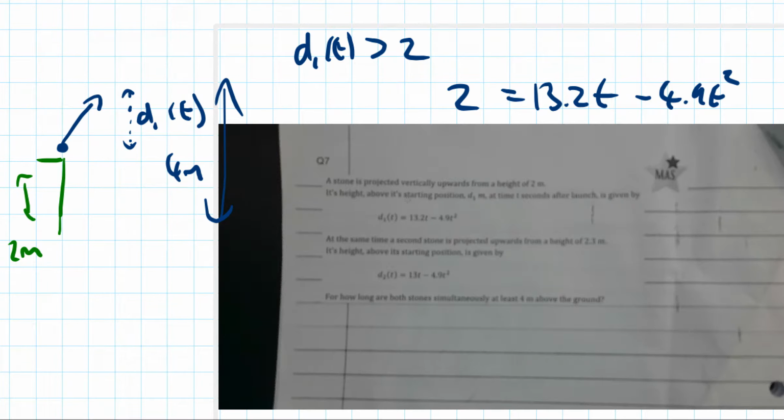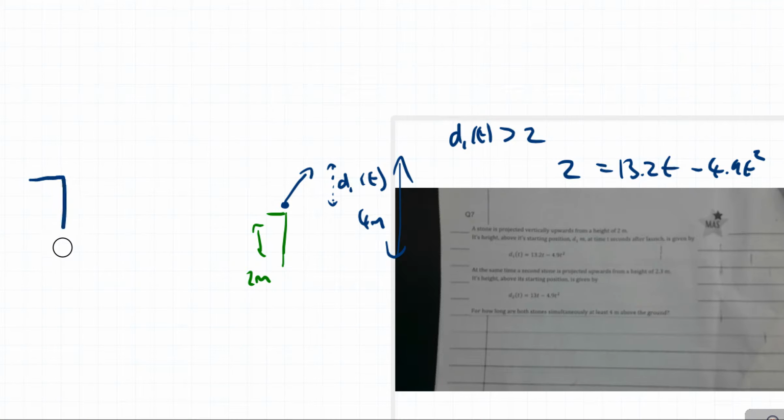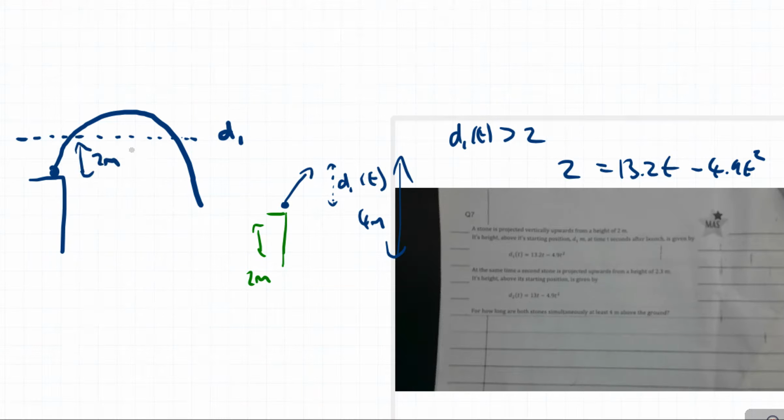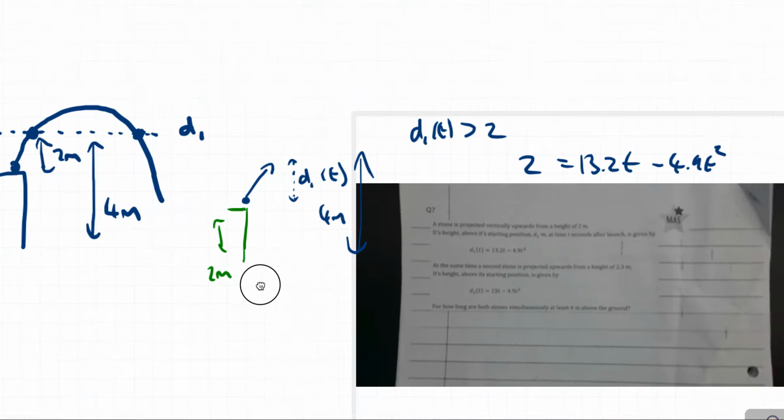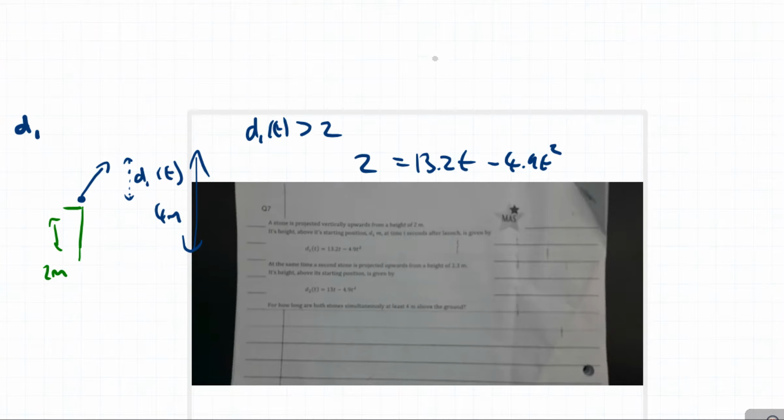The goal here is that the projectile will start from here and fire upwards and come back down, and at this position, this is our d1 position, it's going to be 2 meters above the starting position and 4 meters from the ground. So we're going to find the two t values where that happens. Let's rearrange our equation. We get a quadratic, so move everything over to the left hand side. We get 4.9t² - 13.2t + 2 = 0.